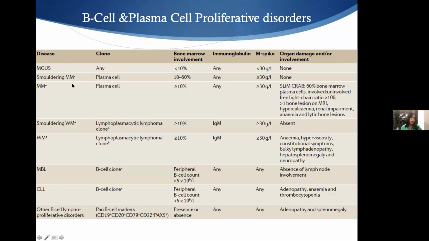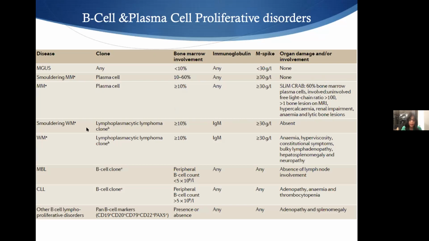You still call it a smoldering multiple myeloma, even if the bone marrow is infiltrated up to 60%. Organ damage is a very important point. Multiple myeloma, if you have any organ damage or any one of the SLiM CRAB criteria and more than or equal to 10% plasma cells in bone marrow, this is a full-blown multiple myeloma.